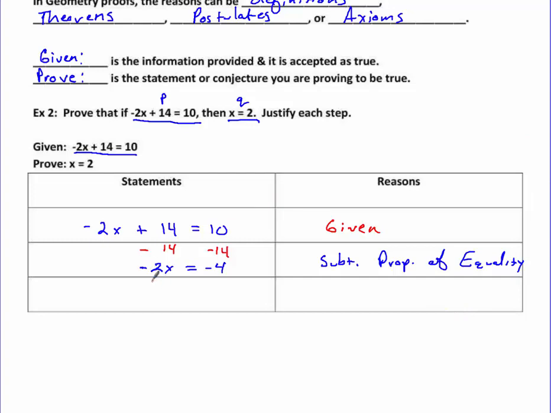And I'm sure you know the next step will be to divide by negative 2. And so we get that x equals 2. Still going to put a box around it because that's my answer. And my reason for being able to divide both sides by negative 2 is the division property of equality. So there you go. That's algebraic proofs. You have done your first proofs.